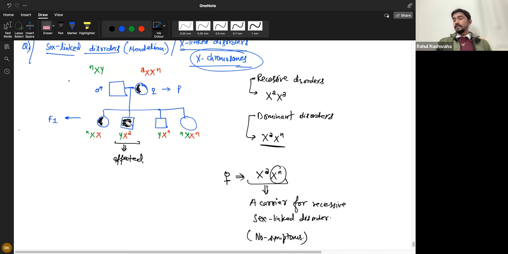Males can never be carriers for an X-linked disorder. This is the first rule. Is that clear? Yes. The way you just figured out which will be the carrier and which will be the affected one, you have to follow the same rule for sex-linked disorders. It is on the X chromosome.